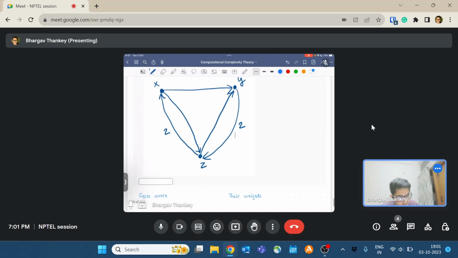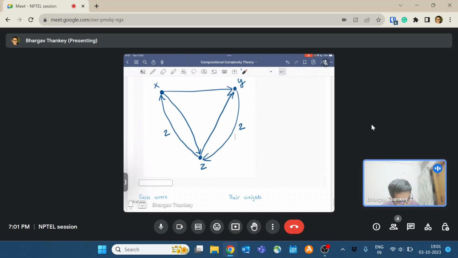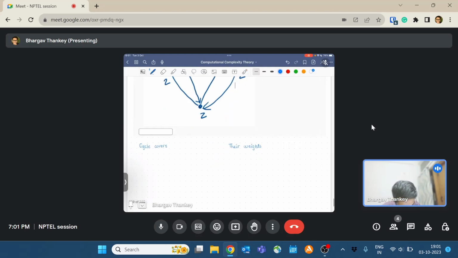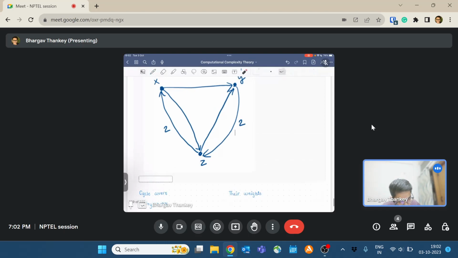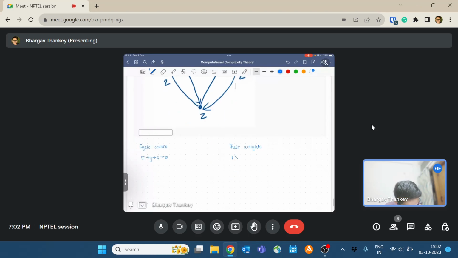Okay, so starting from x, we have two possibilities. We can go to y or go to z. So let's go to y first. From y, we then have just one possibility, going to z, and then from z, we have just one possibility, going to x. So one cycle cover is this, and what's the weight of this? This edge has weight 1, this has 2, this has 2. So the weight is 1 times 2 times 2, which is 4.